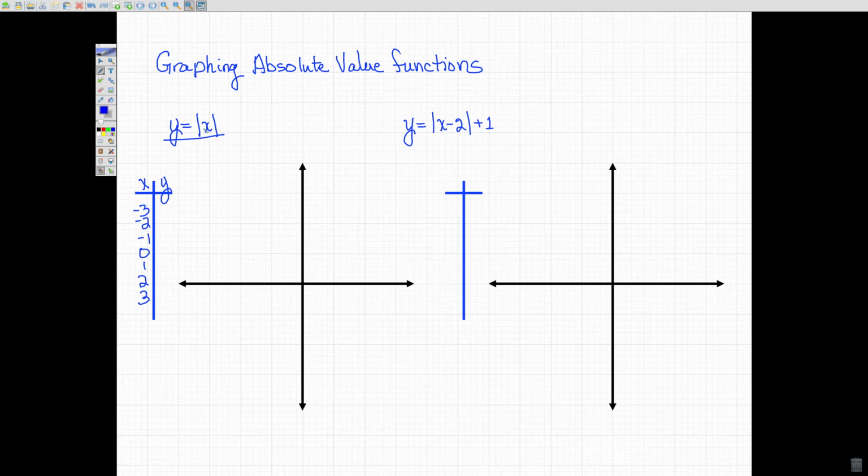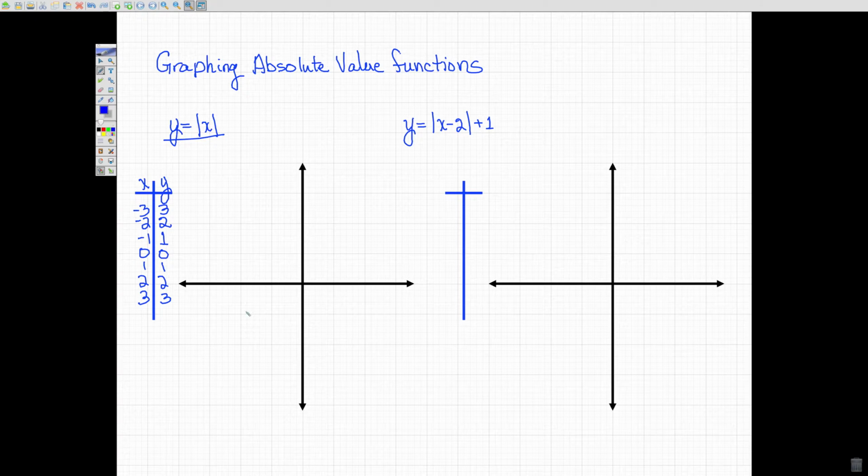So if x is negative 3, the absolute value of negative 3 is 3, so y would be 3. If x is negative 2, the absolute value of negative 2 is 2. If x is negative 1, the absolute value of that is 1, and then 0, 1, 2, and 3. So we've made our table.